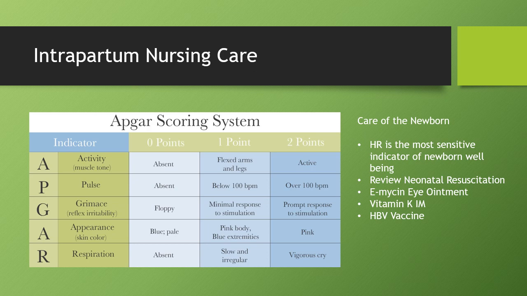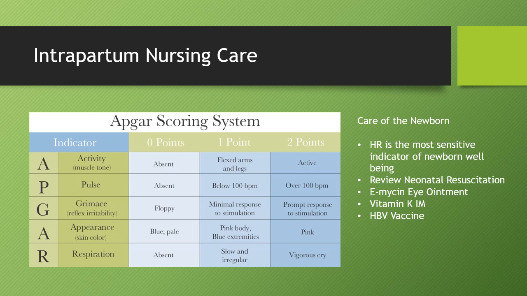And they are pinking up with respiration. So the body's becoming nice and pink, but you may still see some mottling of the extremities. So a perfect Apgar score is a 10. A terrible Apgar score is a 0.